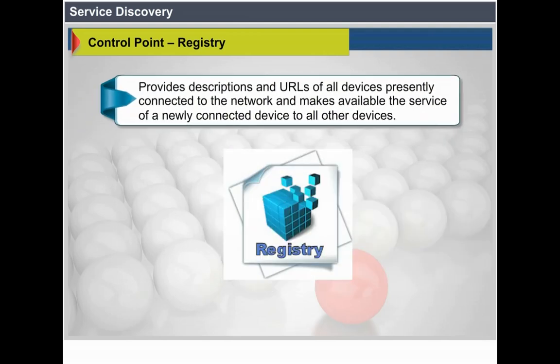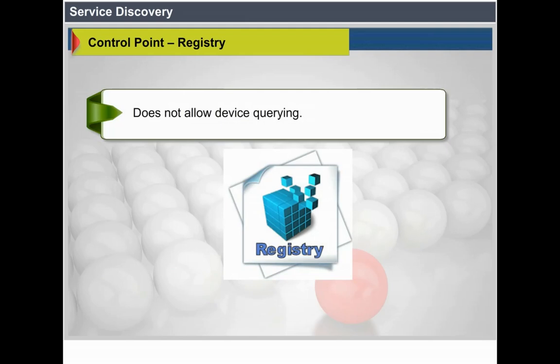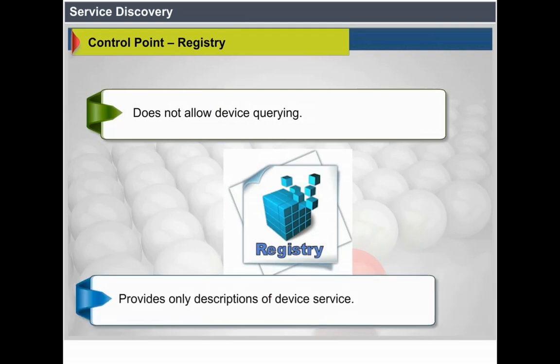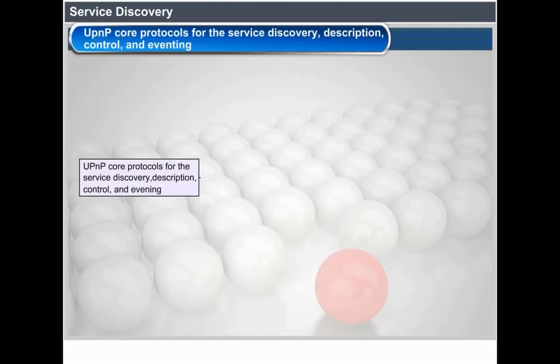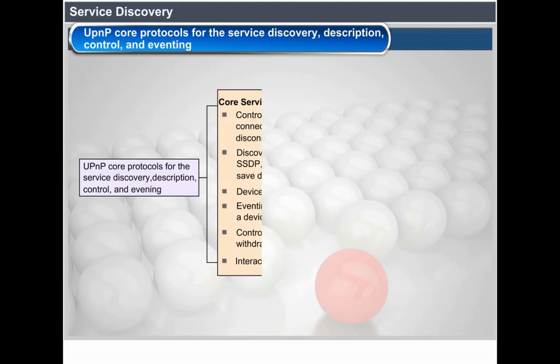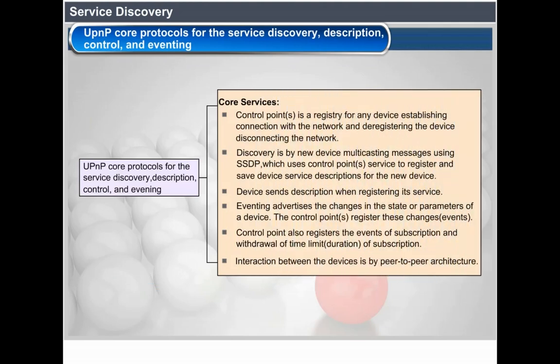Provides descriptions and URLs of all devices presently connected to the network and makes available the service of a newly connected device to all other devices. Does not allow device querying. Provides only descriptions of device service. Chart below shows UPnP core protocols for the service discovery, description, control, and eventing.